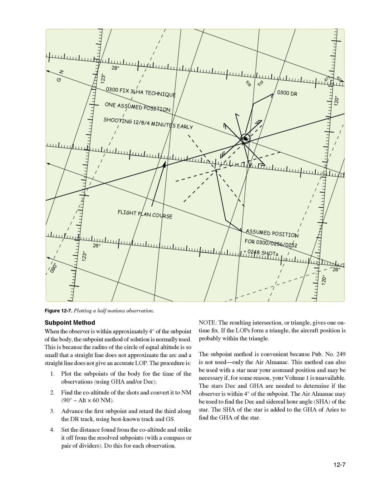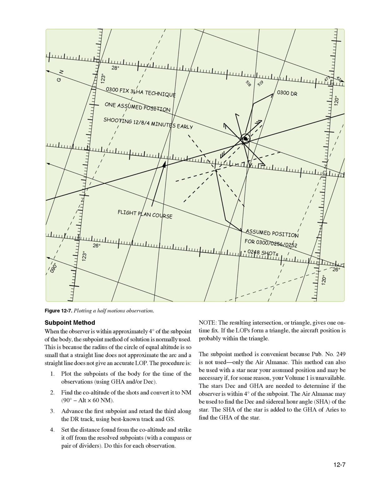Note, the resulting intersection, or triangle, gives one on-time fix. If the LOPs form a triangle, the aircraft position is probably within the triangle. The subpoint method is convenient because Pub. No. 249 is not used, only the Air Almanac. This method can also be used with a star near your assumed position and may be necessary if, for some reason, your Volume 1 is unavailable.